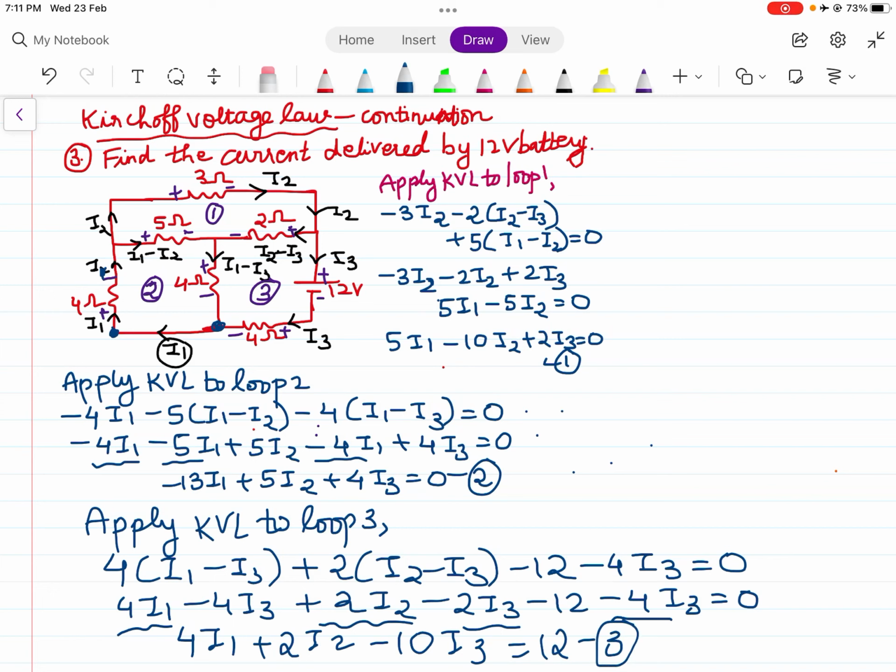So solve the 3 equations simultaneously. When I solve the equations simultaneously, what do I get? 5, minus 10, 2; minus 13, 5, 4; 4, 2, minus 10, 12.